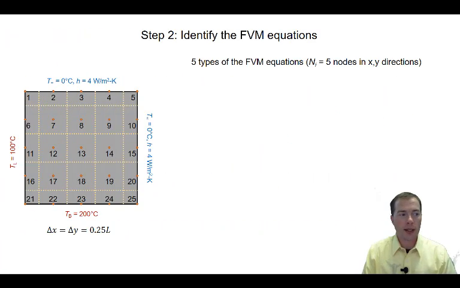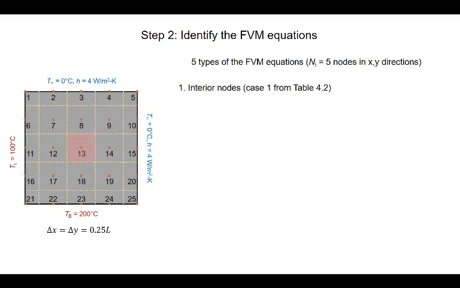Now that we have created the mesh and ordered the nodes sequentially first in x and then in y, we now need to identify the governing finite volume method equations. There are 5 types of equations in this particular mesh. First, we have interior nodes. We have 9 interior nodes.